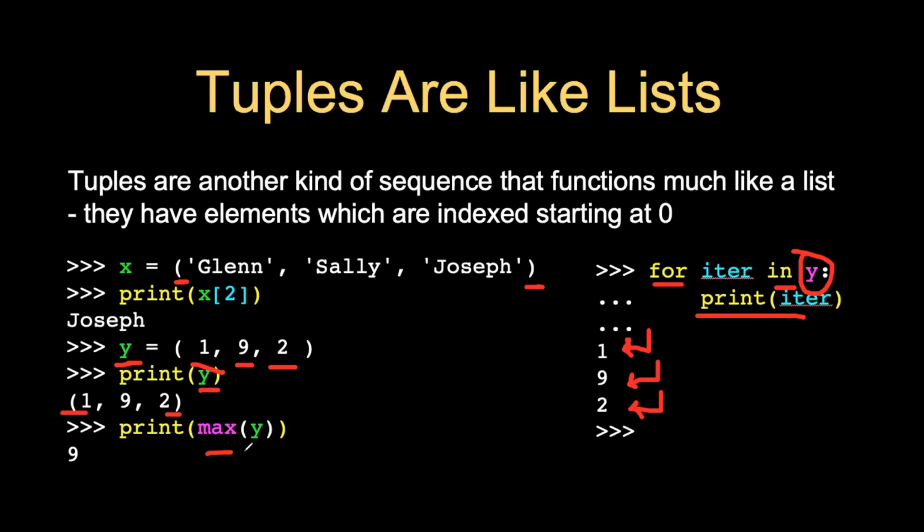And of course, you can apply a function to a tuple. Sorry, my mind just went blank. On a tuple to get what you need, which is 9. Okay, so this max iterates through every single one of these elements and finds the biggest one, which is 9, and prints it. Okay, so let's move on to the next one.